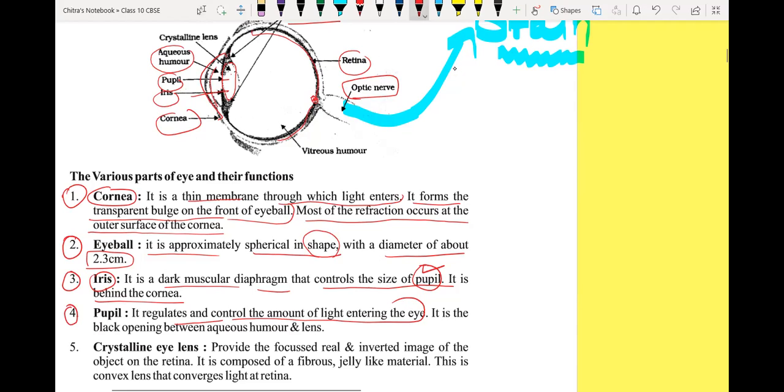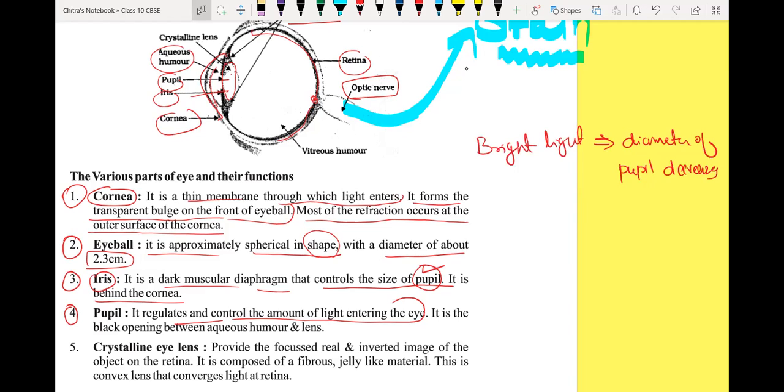Just remember, in bright light, the diameter of the pupil decreases. This is the first condition. The second is, when the light is very dim, in dim light the diameter of the pupil increases.